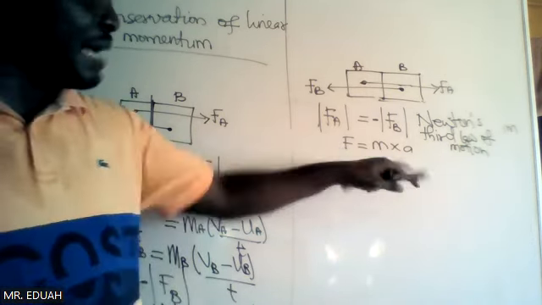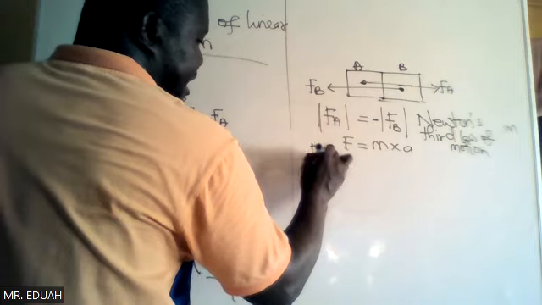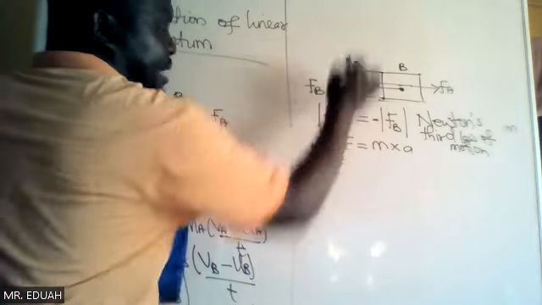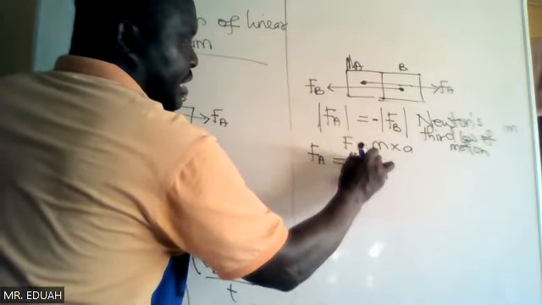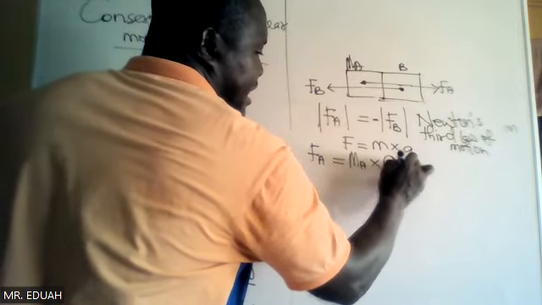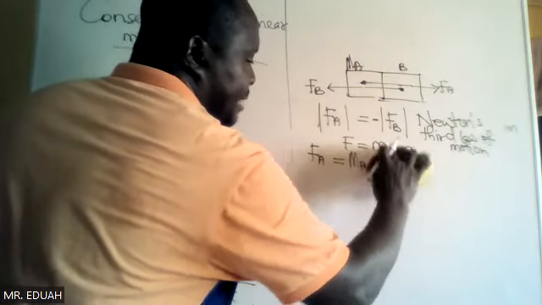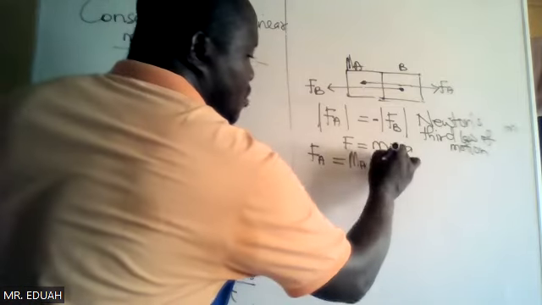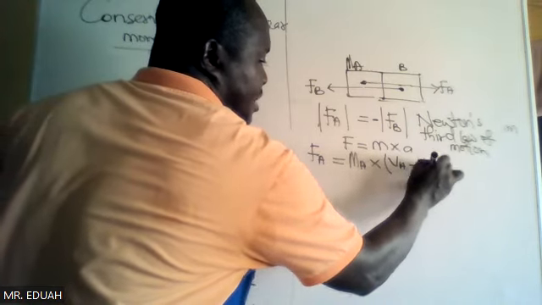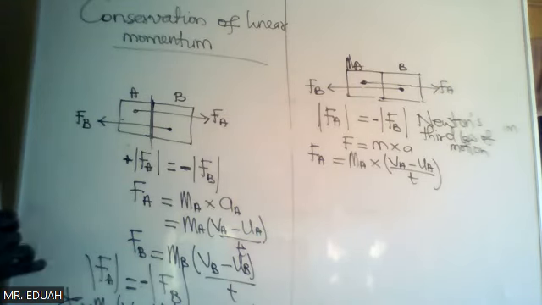Force is mass times acceleration. So if we want to determine Fa, it is equal to the mass of the body A, this is Ma, times the acceleration of A. But acceleration, we know, is final velocity minus initial velocity over time. So this will be written as final velocity of A minus the initial velocity of A, all divided by time. That will give us Fa.